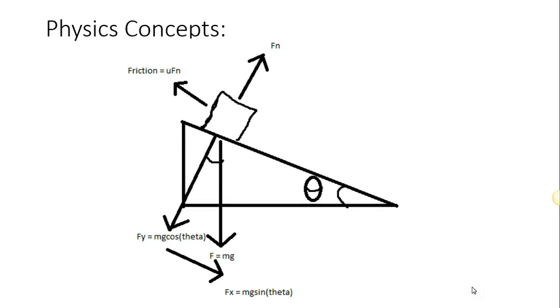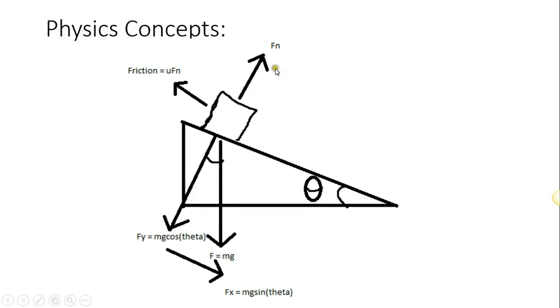So we're going to talk about some of the physics concepts in this experiment. We have the box sitting on the inclined plane at theta, as we define here. And we have the normal force acting up here. The normal force we're going to set equal to the force of gravity acting down times cosine of theta. This theta is the same as this theta within this angle. And then we have the friction force acting to the left of the block, up the plane, equal to mu, the coefficient of friction, times the normal force acting up from the plane.